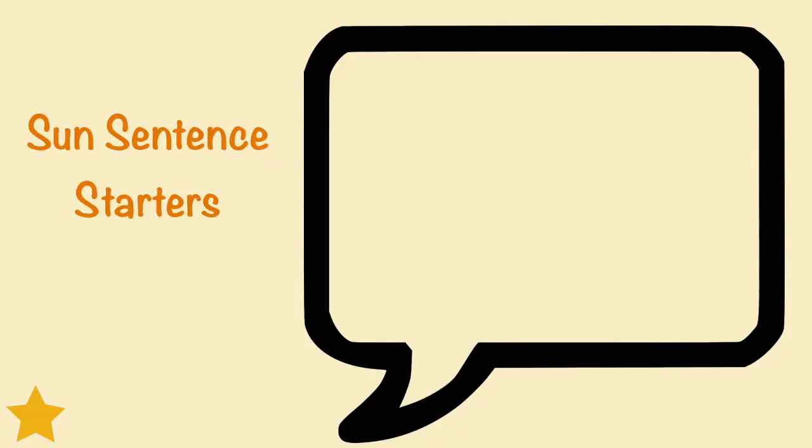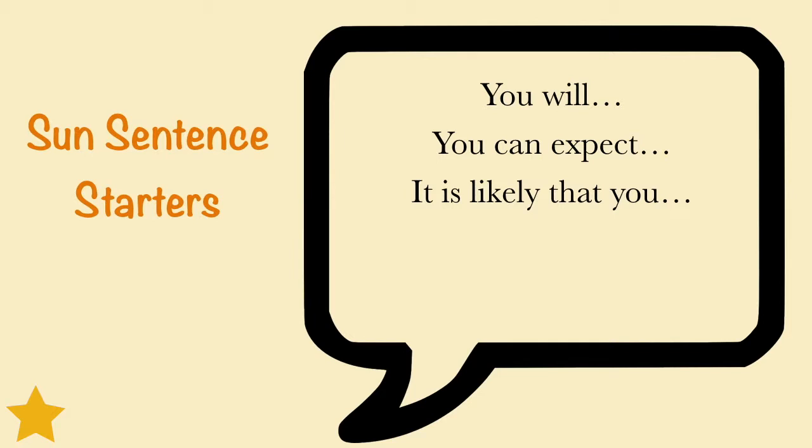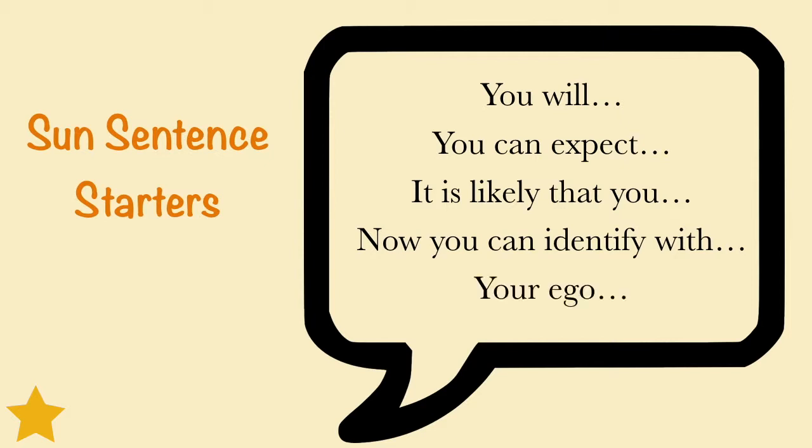So if we're trying to get some sun sentence starters going here, you're going to go with "you will..." You can expect some more solar commentary there, and it is likely that perhaps you want to say something else about the sun, or "now you can identify with...", and "your ego...". These are sun sentence starters that you can use every time you write a horoscope for a sign, depending where the sun is placed.